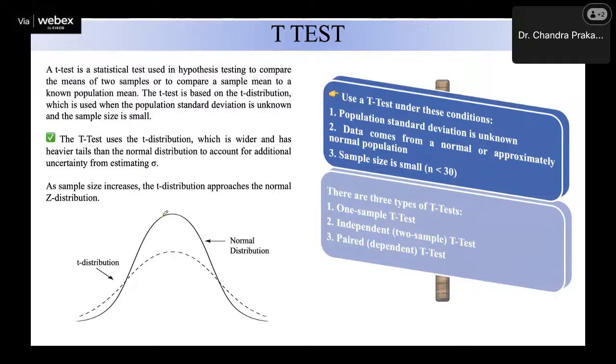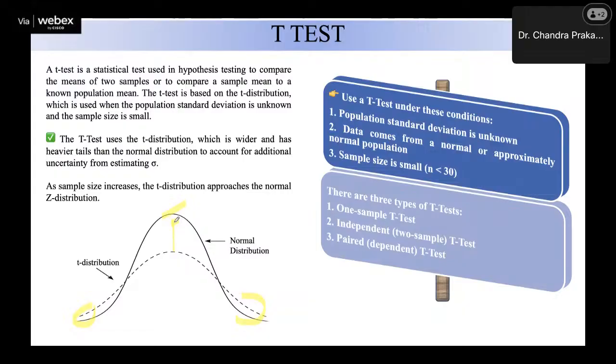The distribution, as you can see, this one is the normal distribution. The t distribution is wider and has heavier tails, as you can see over here, than the normal distribution. As the sample size increases, the t-test approaches the Z test. As you can see, as the sample size increases, it goes up and moves toward the normal distribution. In that case, we can go with the Z distribution, the Z test. We use the t-test if I do not know the population standard deviation, if the data come from a normal or approximately normal population, with the t distribution, and if the sample size is less than 30.